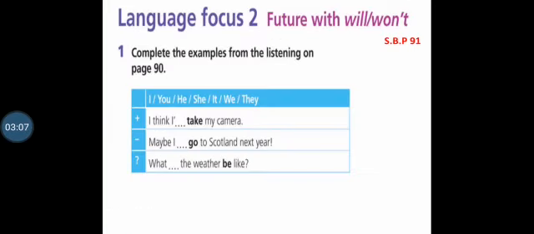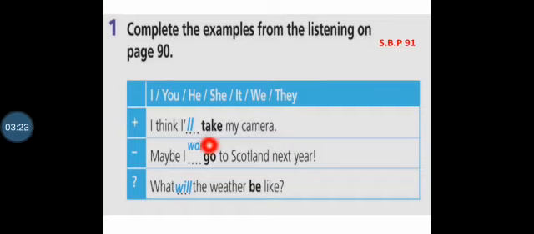Okay, my shining stars, let's move to our student book page number 91. Question number 1. Complete the examples from the listening on page 90. You have 30 seconds to think about it. Yes. Again, it's about will, predictions in the future. I think in the affirmative, I think I'll take my camera. This double L, yeah. It is a contraction form for will.